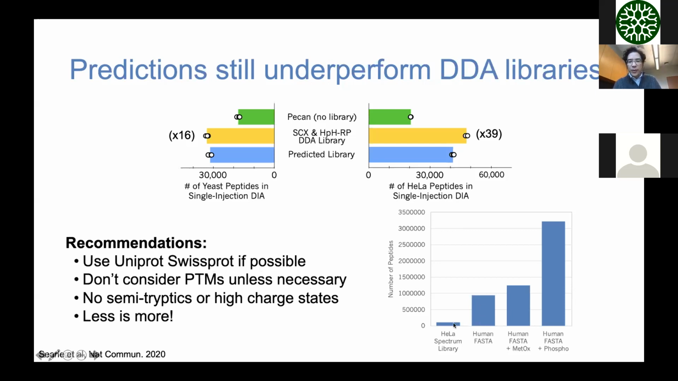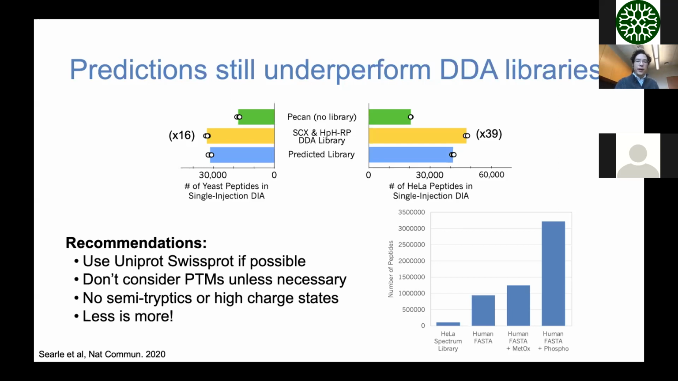So for example, this would be the number of peptides that are in the HeLa spectrum library versus the human FASTA, where we're seeing over about 1 million canonical peptides. These don't even include any miscleavages. So we're seeing a massive increase in the number of peptides that we need to monitor. But in particular, don't add in PTMs unless you're absolutely sure that they're present in your sample.